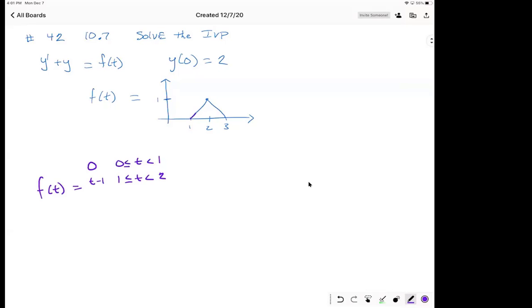So that's this part. And then at 2, it's going down, so the slope would be minus t. And the intercept would be 1, 2, 3, so plus 3. And this would be t from 2 to 3. And then, so that's this part. And then it's off again. So 0 for t bigger than or equal to 3. So this is our piecewise function on the right-hand side. And this forcing term, as our book likes to call it.